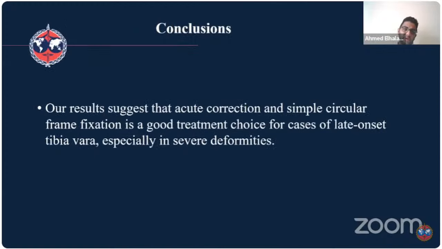Our conclusion, our learning, as for any Blount disease patient, is that we have to tailor the treatment based on the individual case and assess our patient functionally and radiologically before selecting the most appropriate procedure for him. But our result suggests that acute correction with a simple circular frame is a good treatment choice in a case with late onset tibia vara, especially in severe deformity.